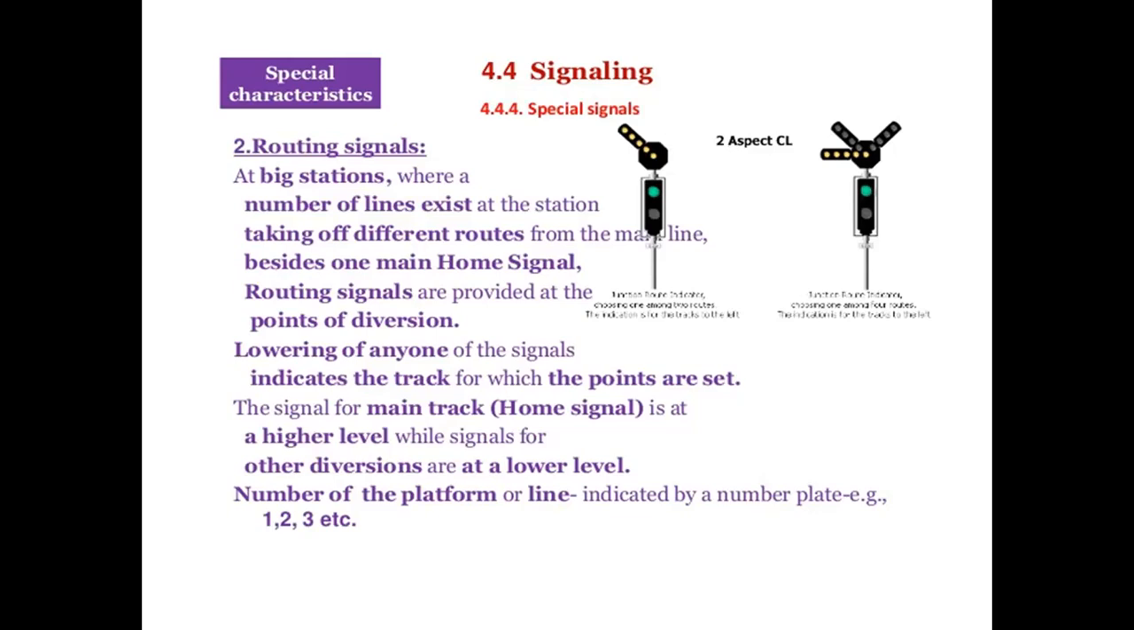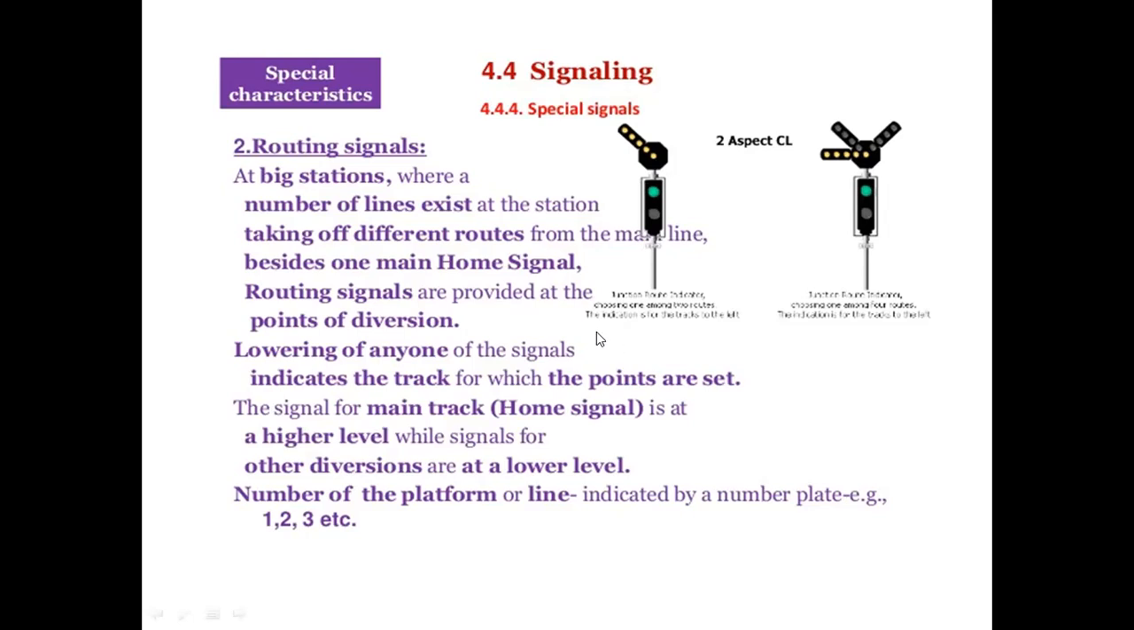The signal for the main track or home signal is at a higher level, while signals for other diversions are at a lower level. The number of platforms or lines is indicated by a number plate, for example 1, 2, 3, etc. So here you can observe these are the two aspects of the routing signals.